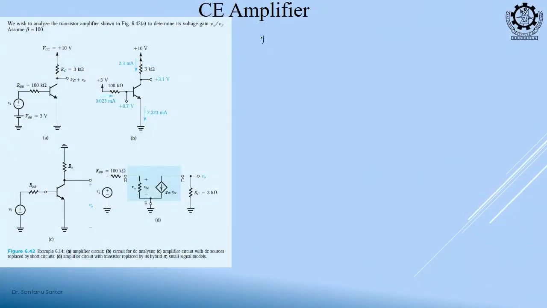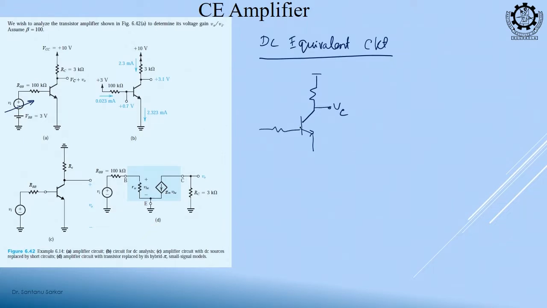So, what we will do? We will first draw the DC circuit. This is the first step. This AC source we will not consider, so we will replace it and draw the rest of the circuit. This is VCC, this is the resistance, this is my transistor, this is my output, and this is my input, and this is grounded.